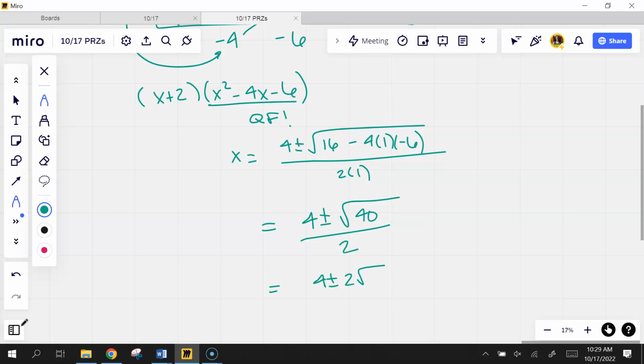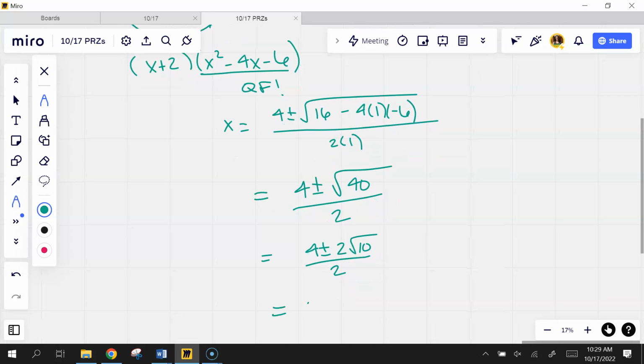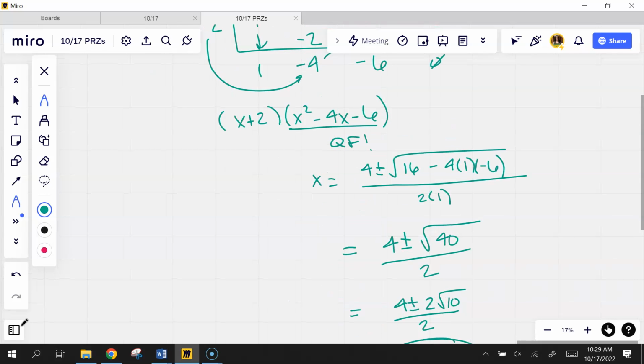2 outside, what's inside? 10. I can divide everybody by 2. Square root of 5, square root of 10. Don't do what's under the radical, only what's outside. 3 solutions, yes? 1, 2, 3.